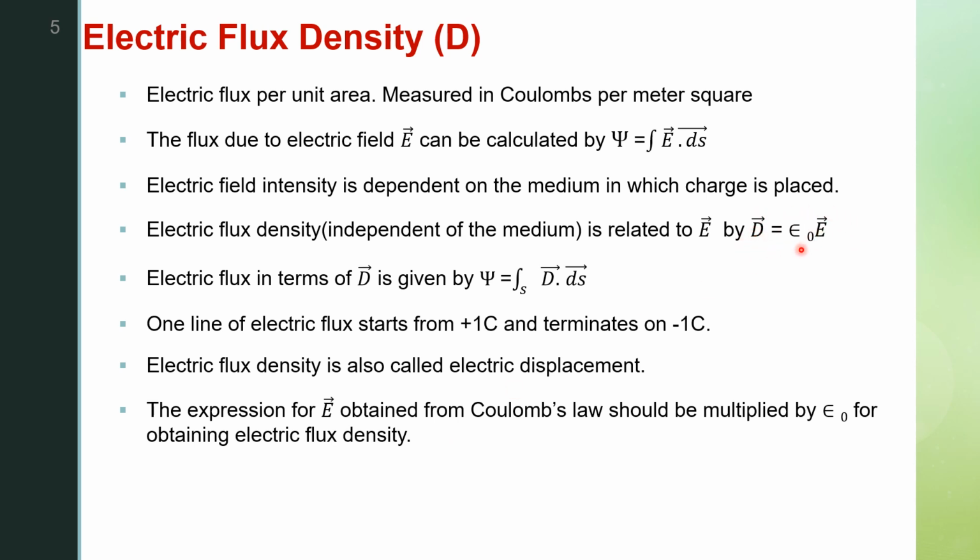I hope that is clear from this particular equation. We know D is equal to epsilon 0 E. So using Coulomb's law, we can compute the electric field intensity. Multiplying that by epsilon 0 will result in electric flux density.